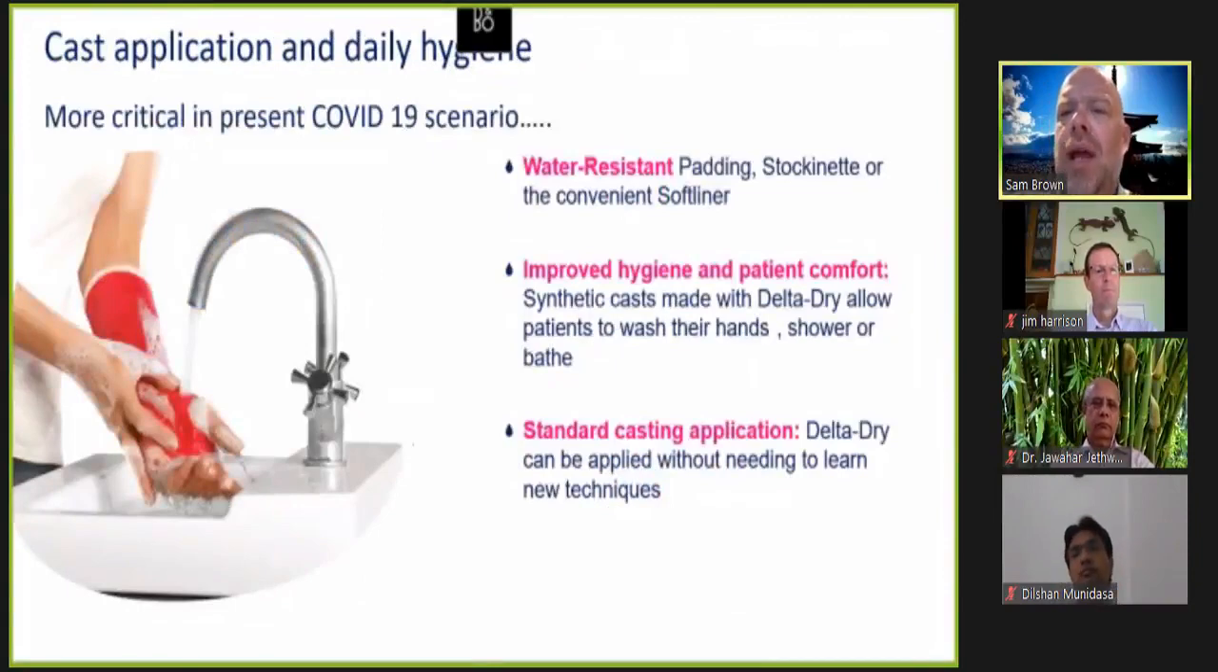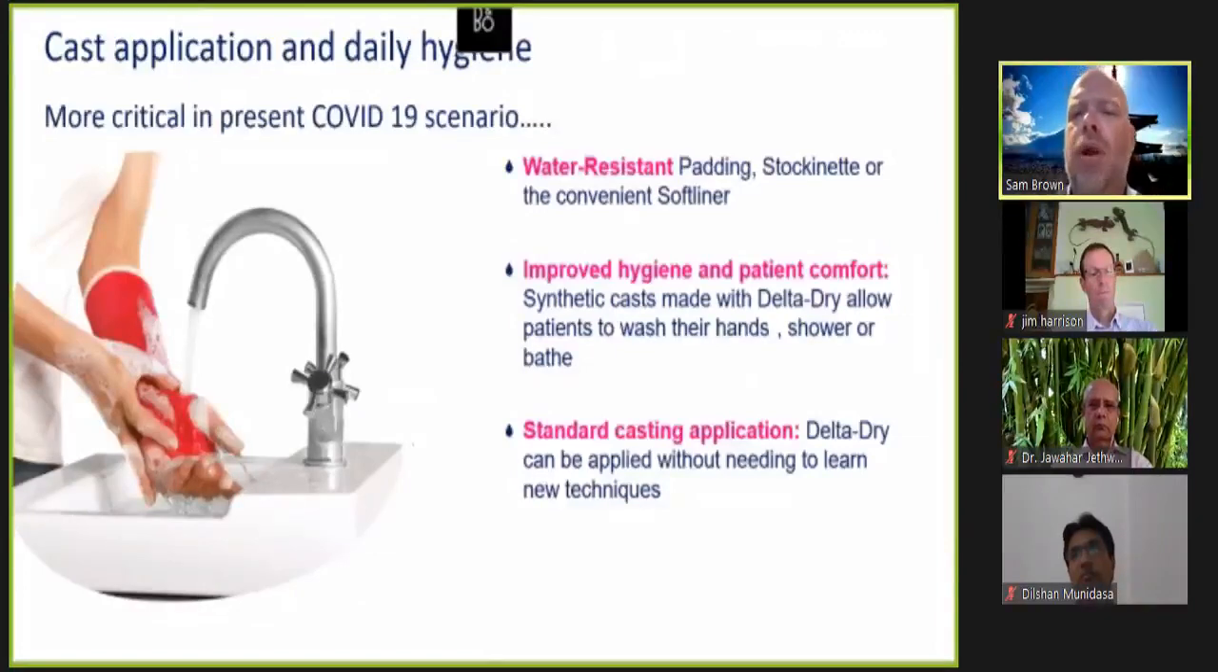So what SD has created is Delta Dry. It's a polyester cast padding and stockinette. And what it does is it's water repellent. So the patient can wash the cast, they can take a shower, they can continue on like their normal daily activities. You use it just like you would your cotton stockinette and your cotton padding. Same techniques, there's nothing different about it whatsoever. And when the patient takes a shower, they let the water drain out of the cast.